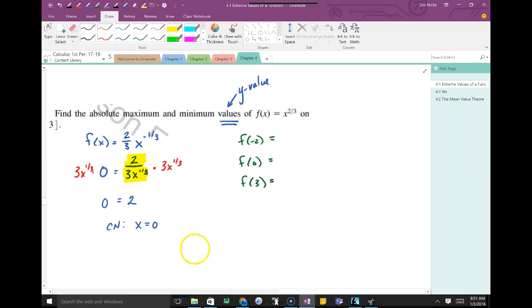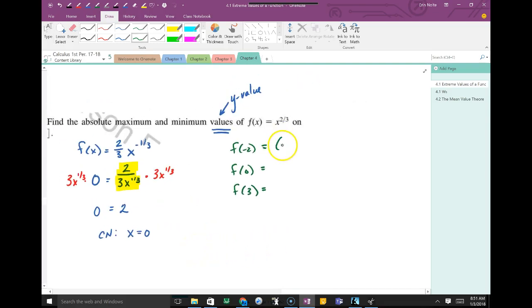I'm going to take these and plug them into our original. So I have -2 to the 2/3. Anybody know what -2 to the 2/3 power is? Leave it in exact form, please. Do you remember that the 2 is the exponent and the 3 is the root? What's -2 squared? 4. So it's going to be the cube root of 4.